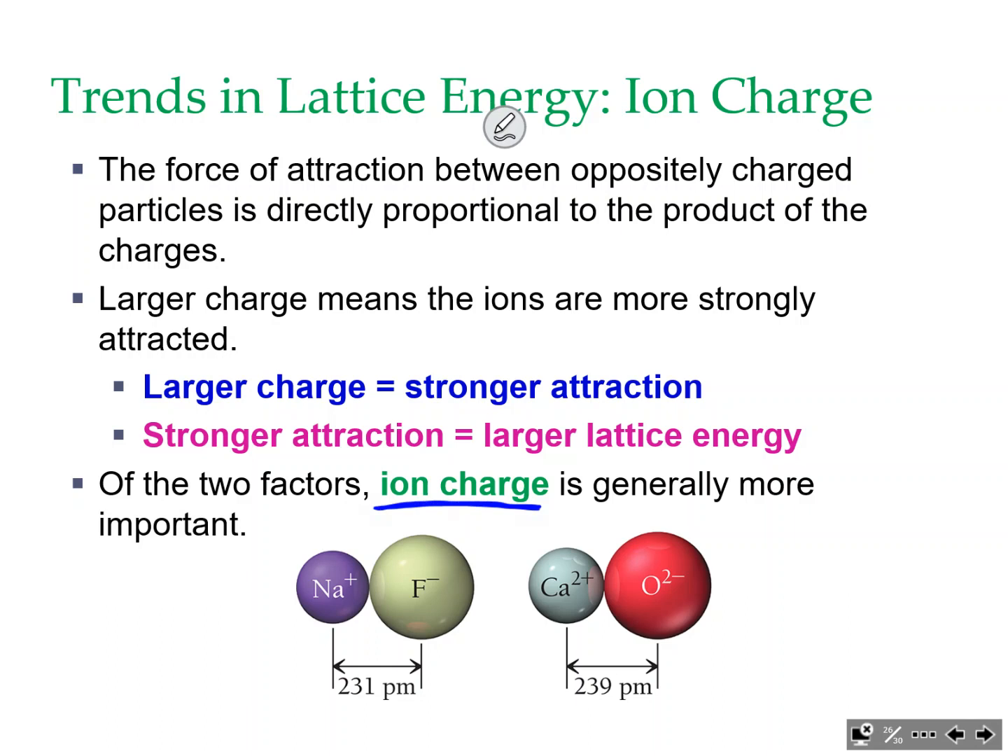This is +1, -1. This is +2, -2. As you can see, they are about the same size, but if we looked up the melting points of the two, the calcium oxide's melting point is going to be triple that of the sodium fluoride. So the numerator here, the charges, actually plays more of a role in making the lattice energy higher, therefore making the ionic bond stronger.